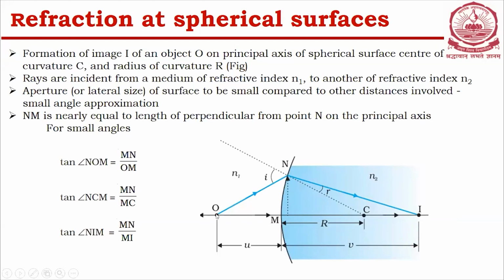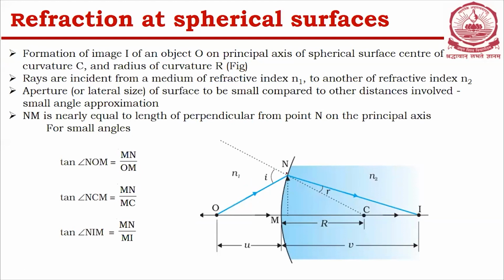I consider an object point O and a ray of light from the point O. It is incident on the spherical refracting surface at the point N. You know that this dotted line, starting from the center of curvature, is the normal. After refraction, because it is going from rarer to denser, it bends towards the normal. That's what is happening here. And this is the image point. This is the incident ray and this is the refracted ray.